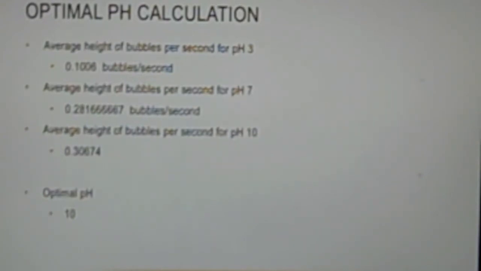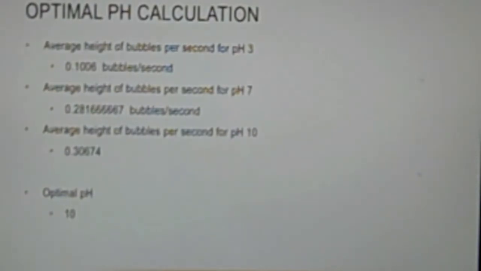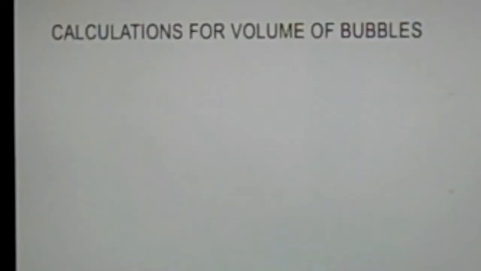Next, we compare the different pH environments to find the optimal pH. As you can see, pH 3 had the lowest number of bubbles per second, while it steadily increased all the way until pH 10. This simply shows that pH 10, which was the most acidic environment, also had the highest average rate of bubbles per second. The optimal environment of pH 10 far exceeded even the environment of pH 3, by a total of 3 times the amount of bubbles per second.